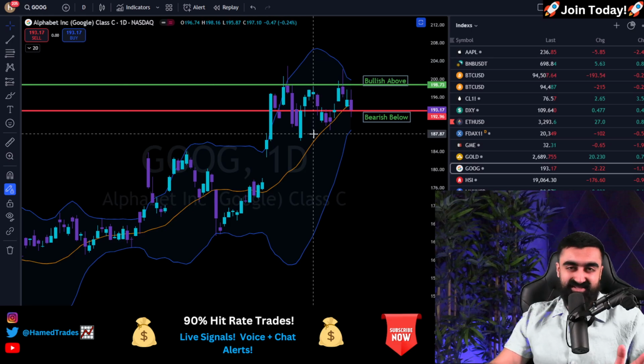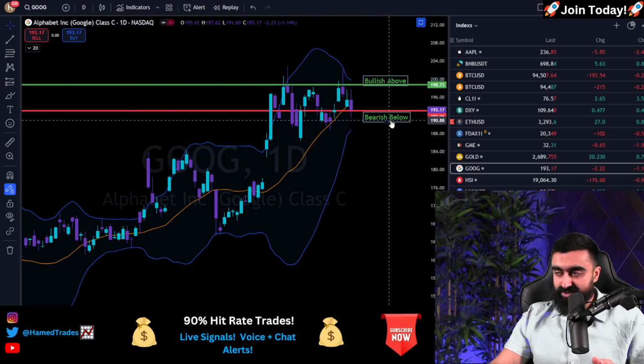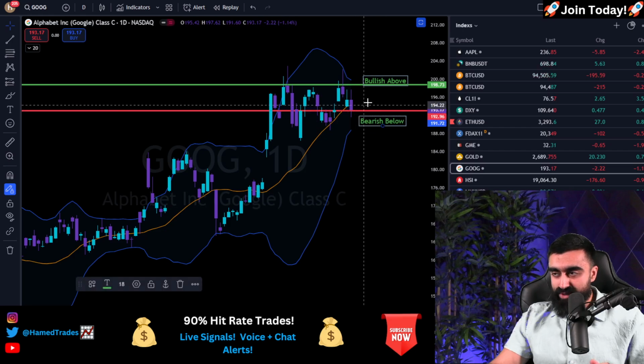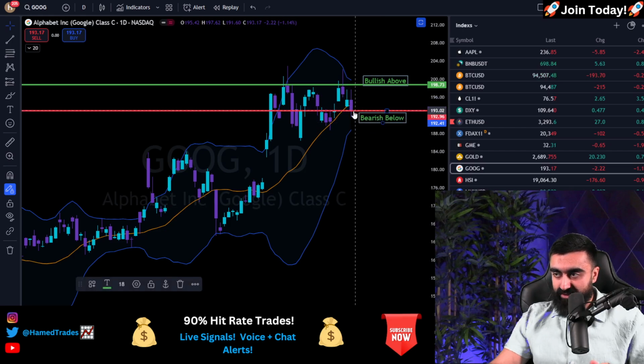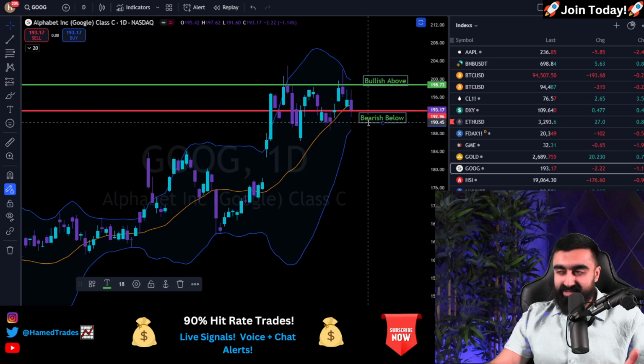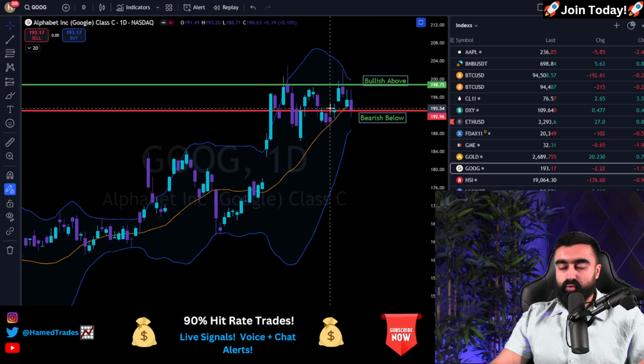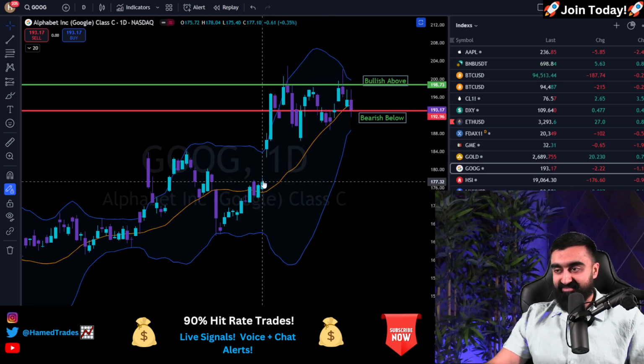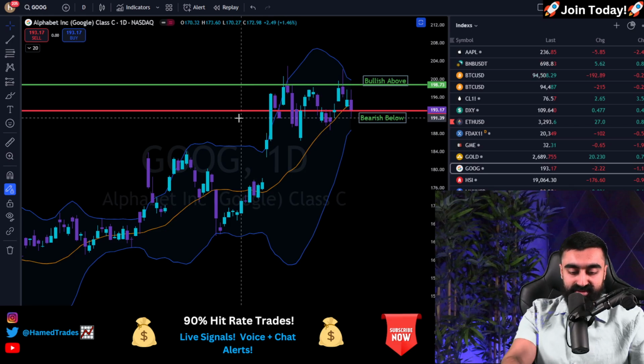Google, same concept. Still in bullish structure. Showing some weakness around the bearish level, but we held above it. Same concept. I would be very surprised if Google just becomes very, very bearish now, given the fact that they have quantum computing power and everything soon.